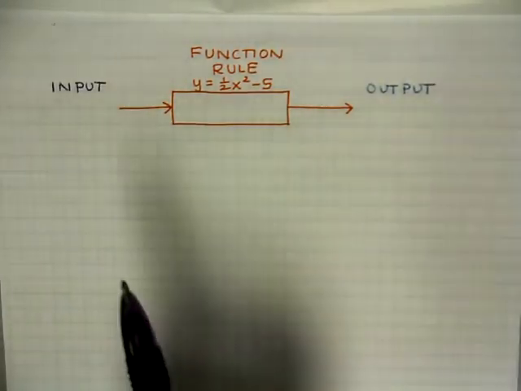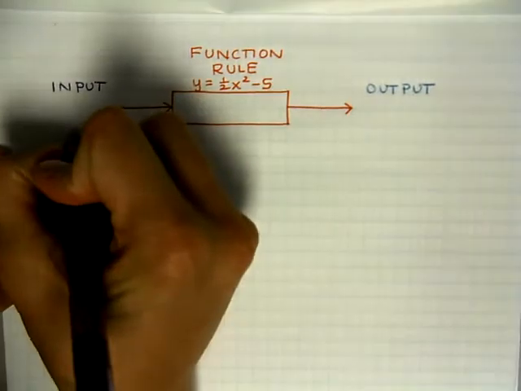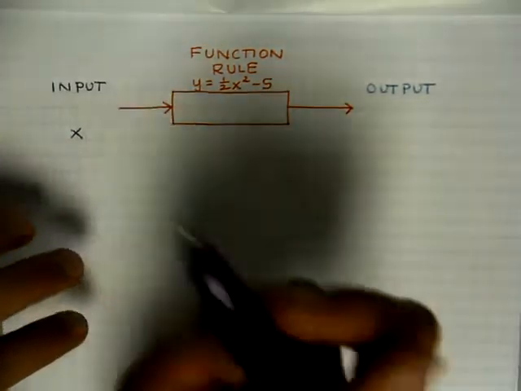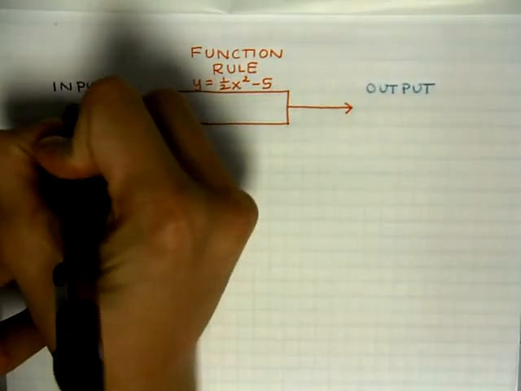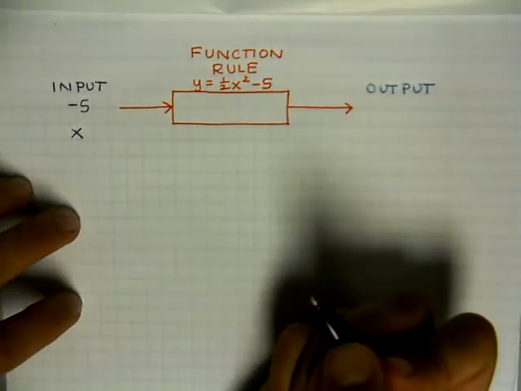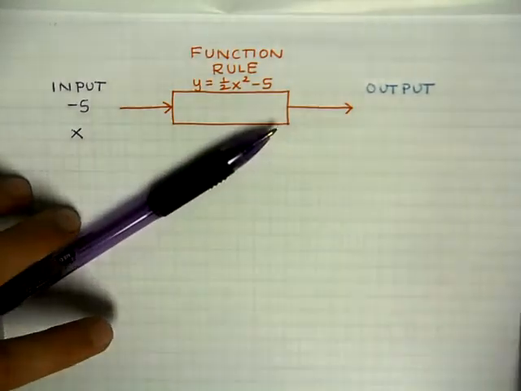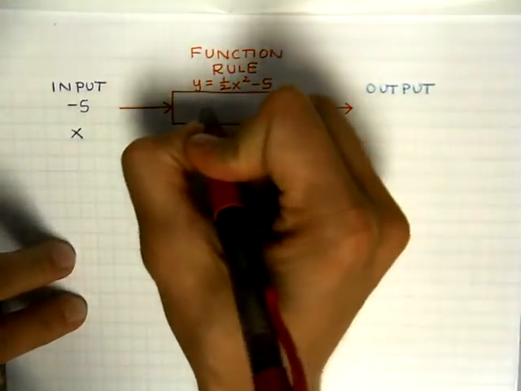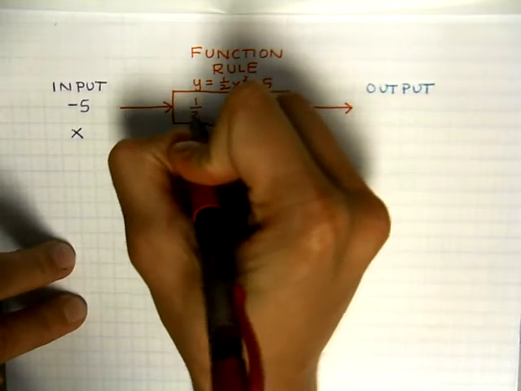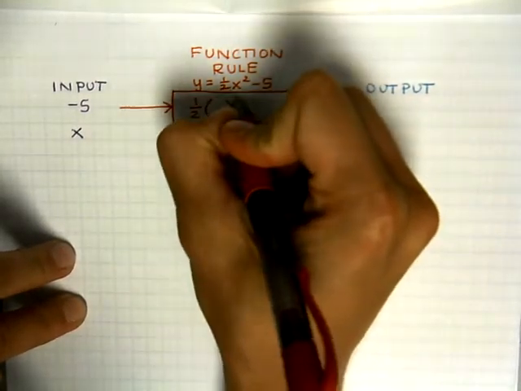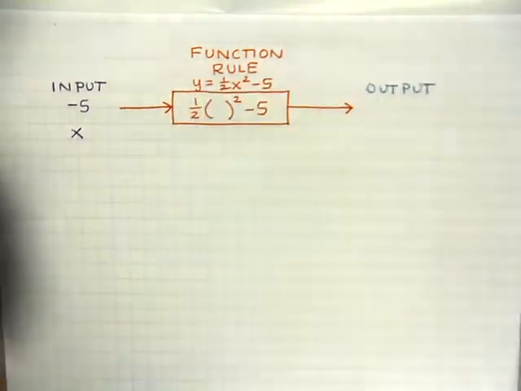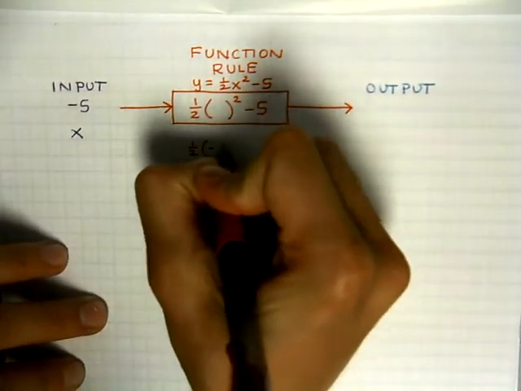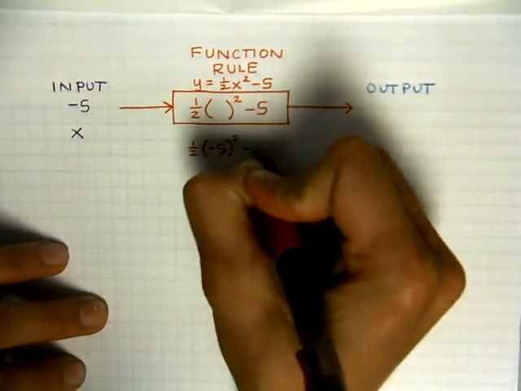And so what we have is we can have an input, that'll be our x value, and let's just say we choose an input of -5. So -5 is going to be our input. And when we put that into the function, wherever we see the x, we'll put in the -5. So we will do our 1/2 times whatever the input is, squared minus 5. In other words, if I show my work below here, I'll have 1/2 times -5 squared minus 5.